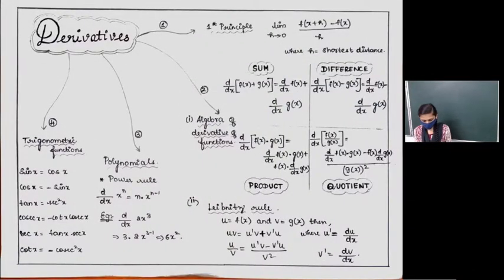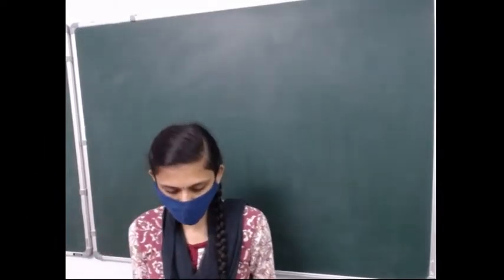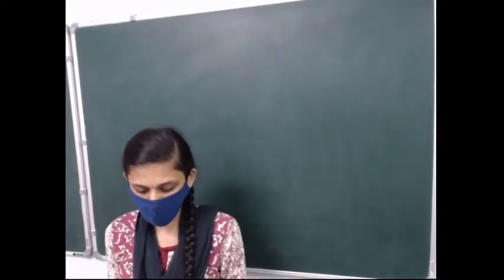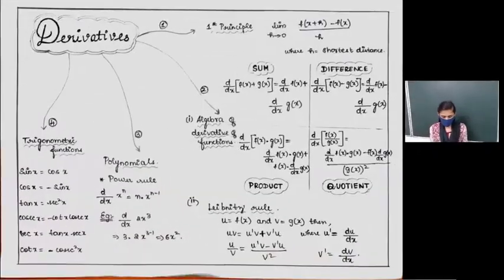So hi everyone, here I have mapped the concept map for derivatives. Majorly I have classified it into 4 concepts. Let us see the first concept, the first principle of derivative. It is also known as the L'Hospital rule, and the formula is limit h tending to 0 of f of x plus h minus f of x divided by h, where h is the shortest distance.